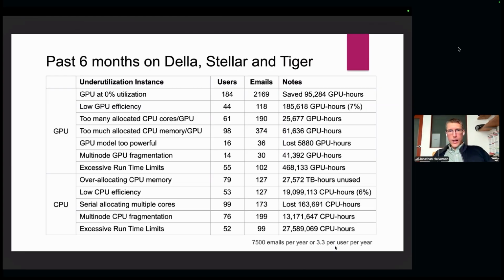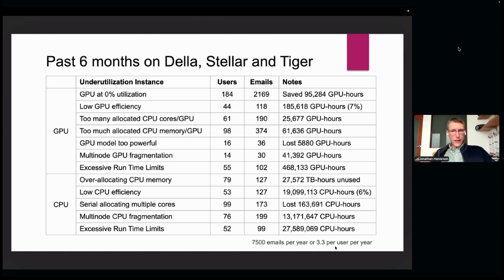Any questions on underutilization? Prentice, please. Yeah, got a couple. First of all, GPU model too powerful. What exactly do you mean by that? Are you talking about they're using CUDA, they're using libraries that have a lower CUDA capability than the one that they're actually running on, so that they're not using all the features of that particular GPU?